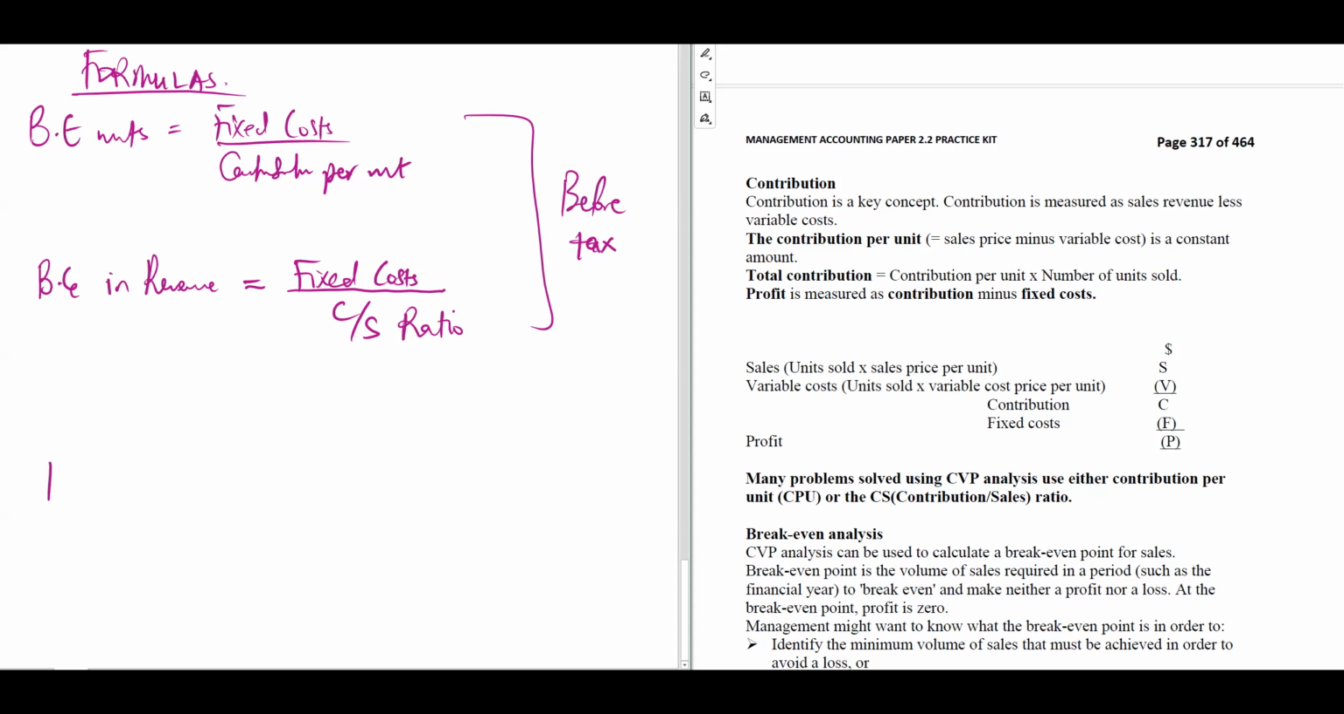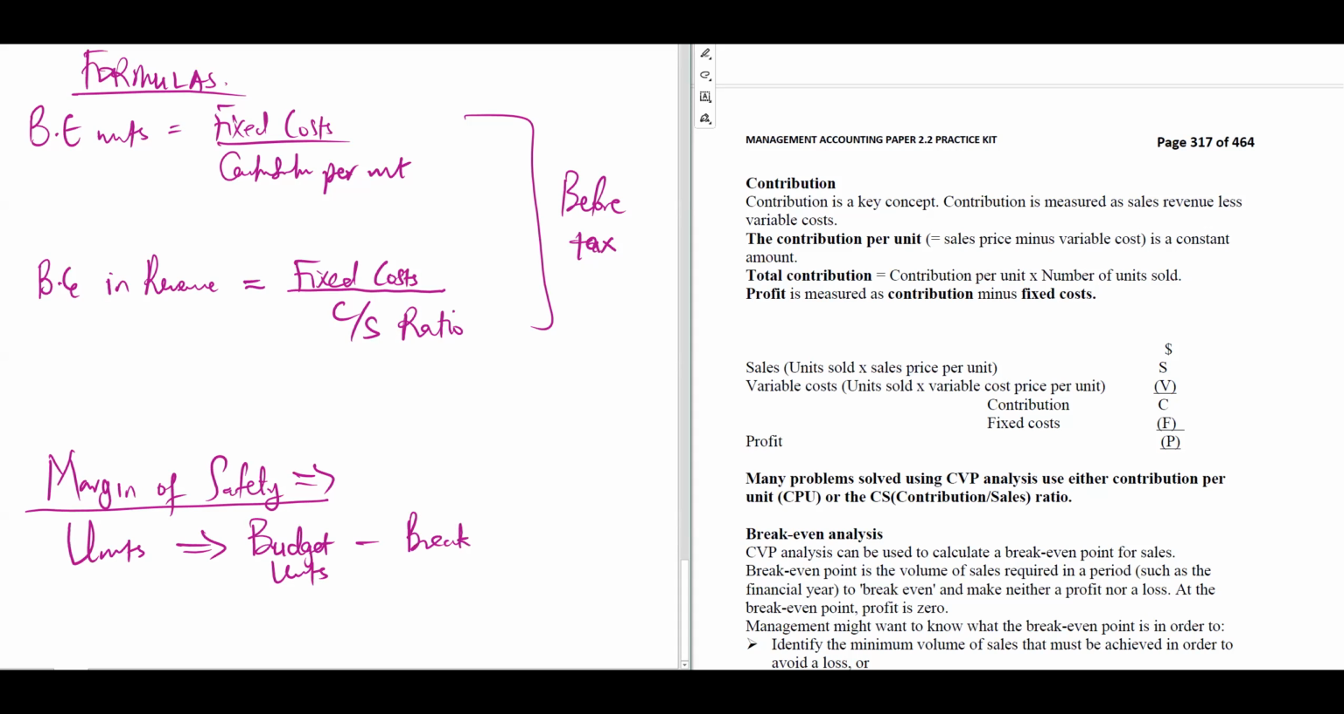Now, the next thing is when they ask you of something called margin of safety. Margin of safety is the period or the range for which you are safe in making profits, right? Margin of safety can be gotten in units, which means take your budgeted units minus your break-even what? Units. And that is the range for which you can make profit.